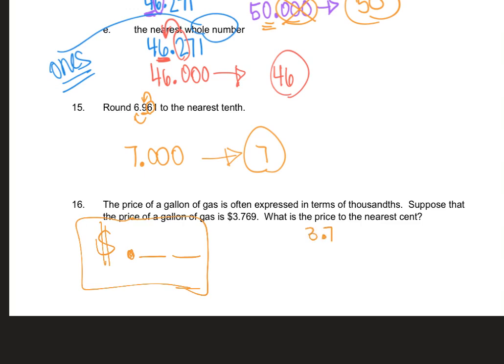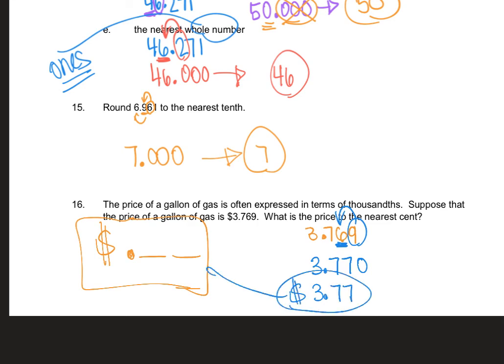So if we have 3.769, we want that second place, and the 9 tells us what to do. So the 9 turns the 6 into a 7, and we get 3.77. And again, we have that 0, but we really don't want it. We want to drop it because we're talking about money. And money is always in that form, which is the whole number and then 2 decimal places after that. Okay?